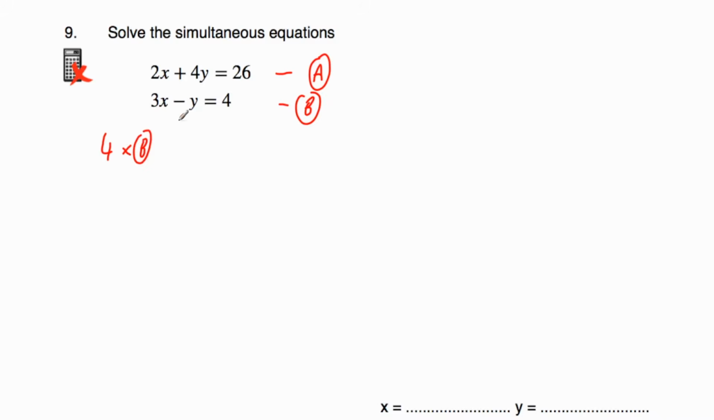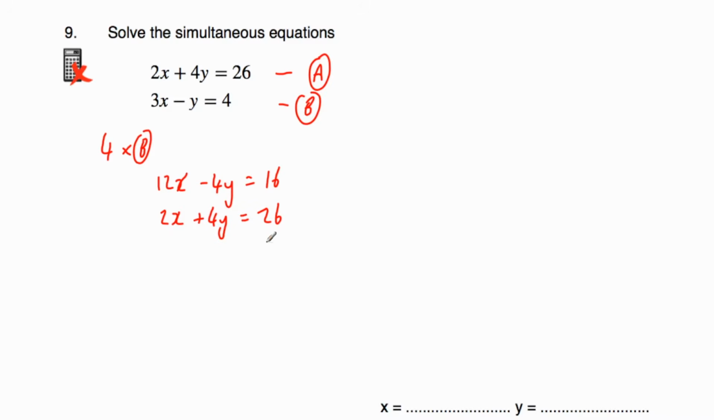And if we do 4 times equation B, we get that's equal to 4 times 3x, so that's going to be 12x. 4 times minus y is going to be minus 4y. And 4 times 4 is equal to 16. So we've multiplied everything here by 4. And then we've still got our equation A, so let's write equation A beneath it. So that's going to be 2x plus 4y is equal to 26. So we've got two equations, one with minus 4y and one with 4y.